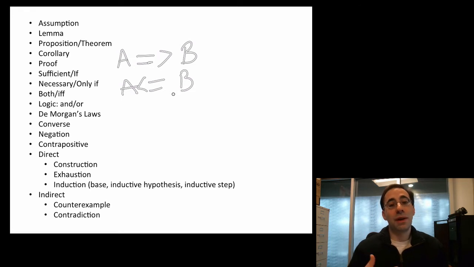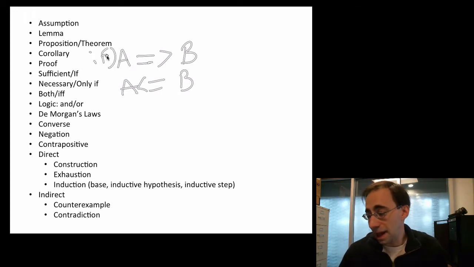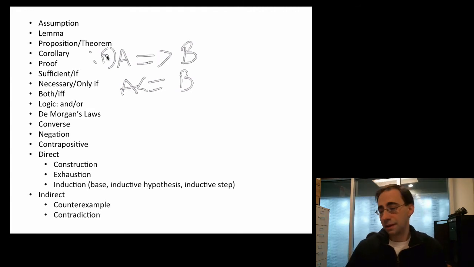Only if is another way of saying this. B happens only if A happens as well. So in the first statement, it's B happens if A happens. Right, so here's the first statement here. This is the if. B happens if A happens. Second one, which is the only if. B happens only if A happens.